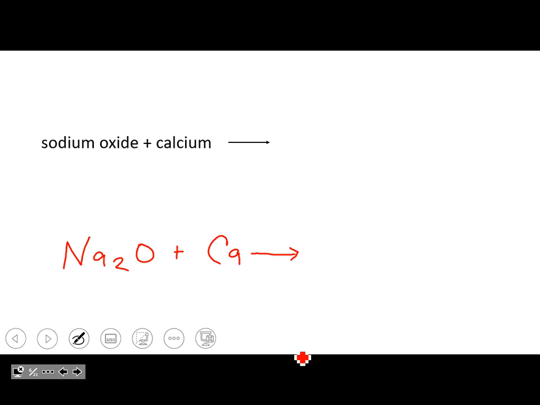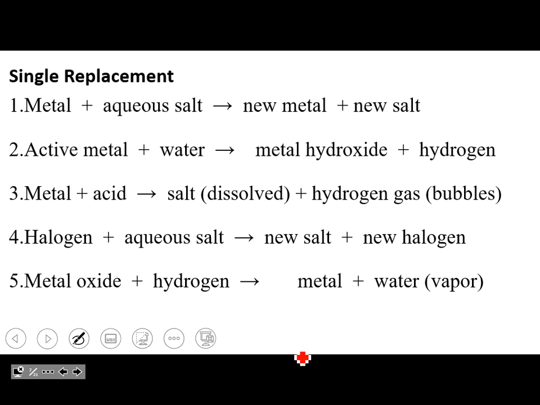So I have a metal oxide and a metal. So metal and an aqueous salt. Well, that could be that. Do I have any of these that have a metal oxide? Well, here's a metal oxide and hydrogen. Is that the case here? Do I have a metal oxide and hydrogen? I don't. I have a metal oxide and a metal and calcium.